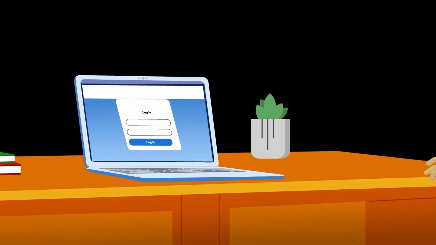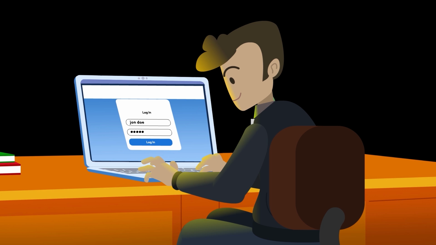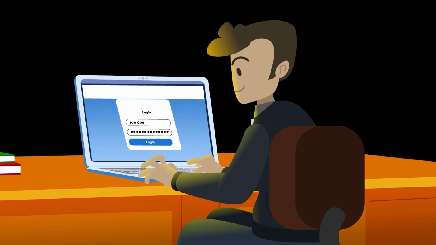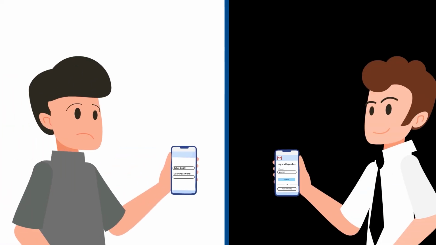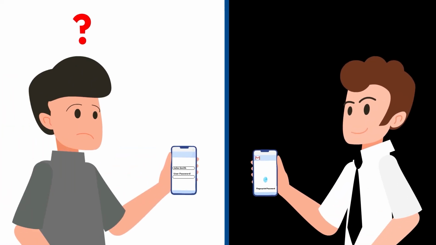A password, on the other hand, is a string of characters you create to log into an account. The stronger and more unique it is, the harder it is to crack. Unlike passwords, passkeys don't need to be memorized. They work with your device's biometrics or a PIN to verify you.